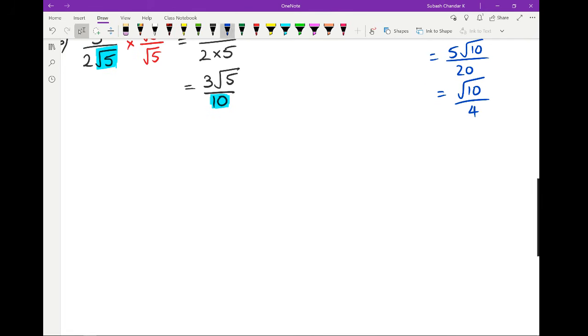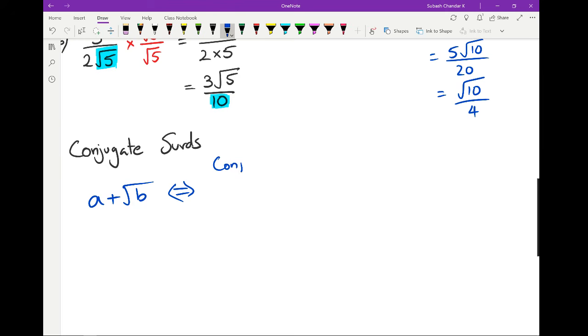So this sums up the last part of today's session, guys, which is conjugate surds. Now, what do we mean by conjugate surds? It is the same kind of process that we've been doing so far, but the only thing is: if you have something like A plus square root of B, then its conjugate is going to be A minus square root of B. That's all.